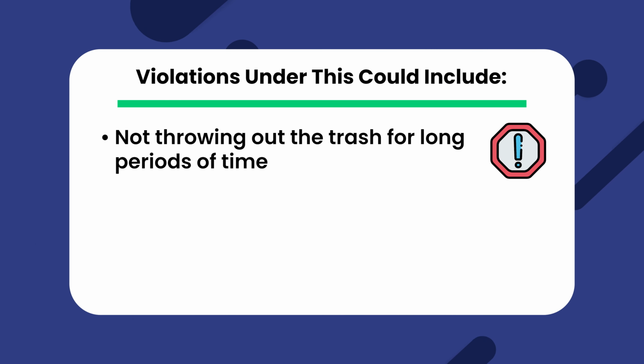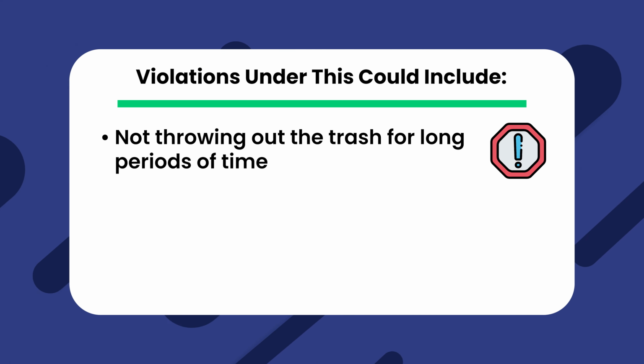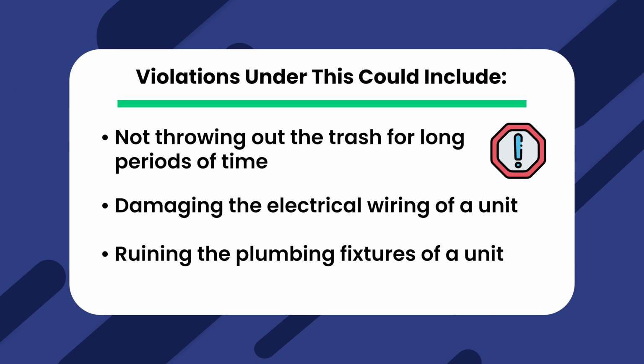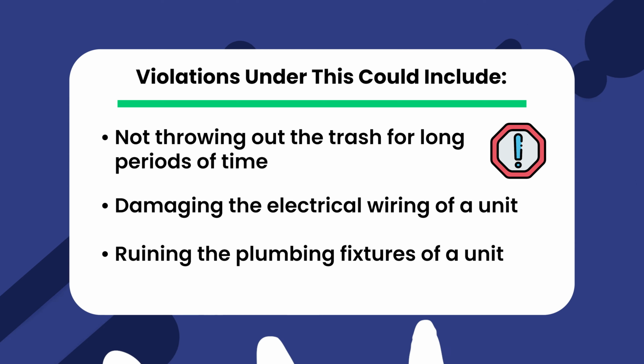Violations under this could include not throwing out the trash for long periods of time, inviting bugs and/or rodents, damaging the electrical wiring of a unit, and ruining the plumbing fixtures of a unit. A Tennessee eviction process does not allow a landlord to evict a tenant without good cause.